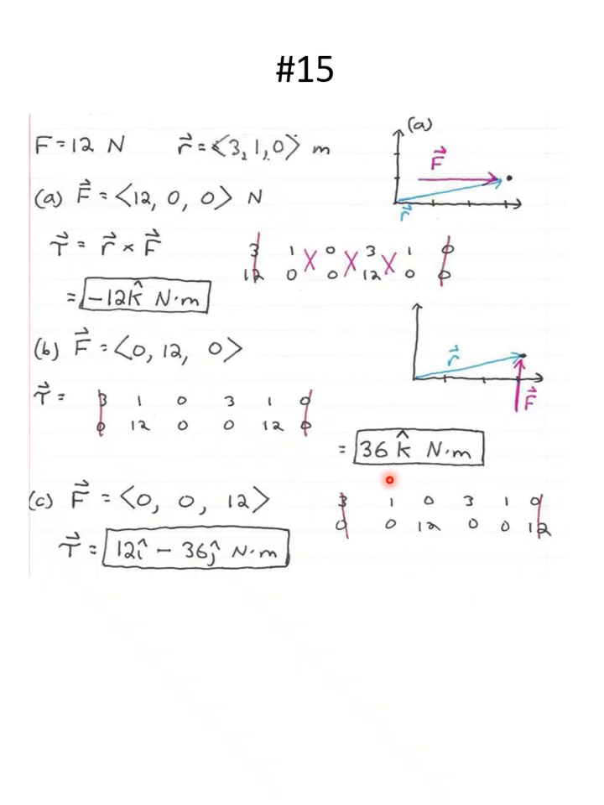And then we do our crisscrossing, 1 times 12 minus 0 times 0, and that gives 12 i hat. Plus 0 times 0 minus 3 times 12, so that's minus 36 j hat. And then 3 times 0 minus 1 times 0, and that's 0 in the k hat direction. So we end up with a torque of 12 i hat minus 36 j hat Newton meters.